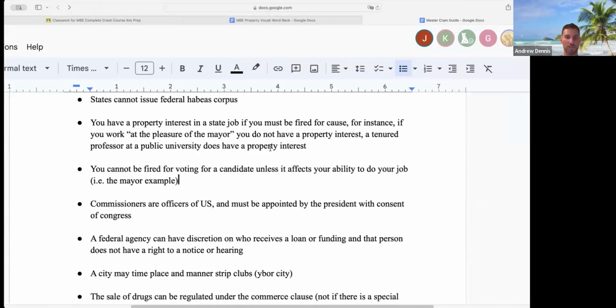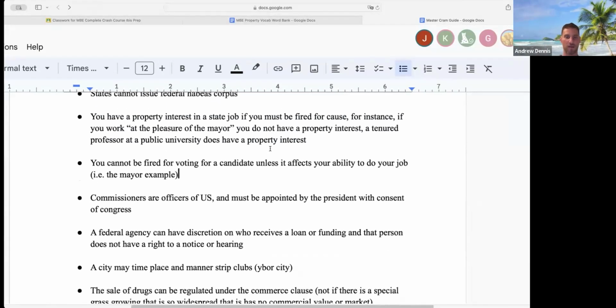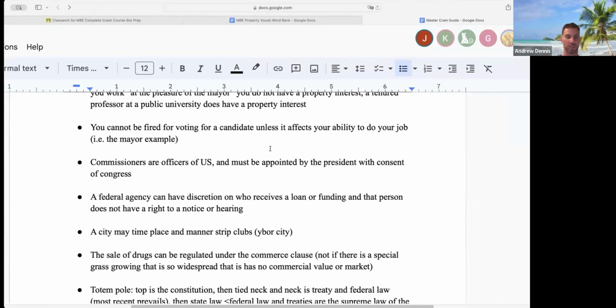Okay, so you cannot be fired for voting for a candidate unless it affects your ability to do your job, like the mayor, for example.